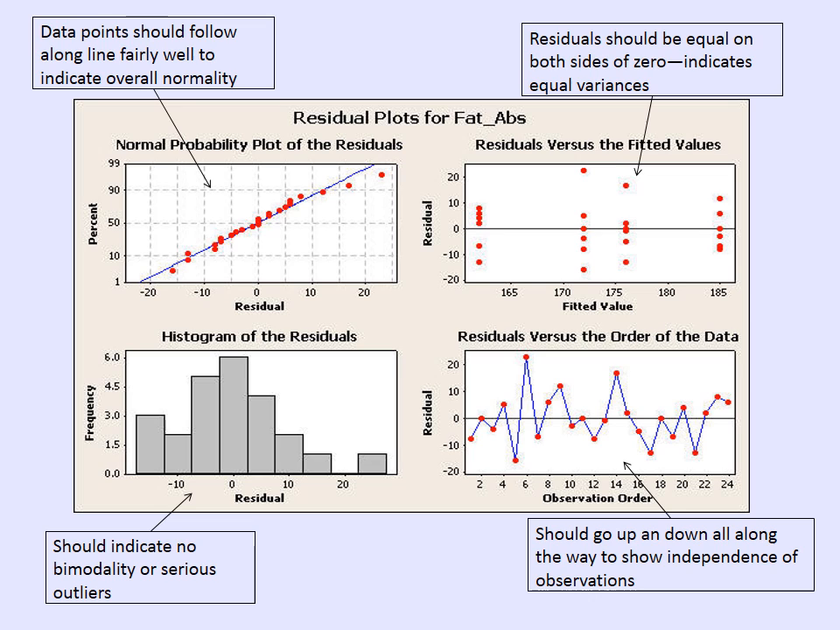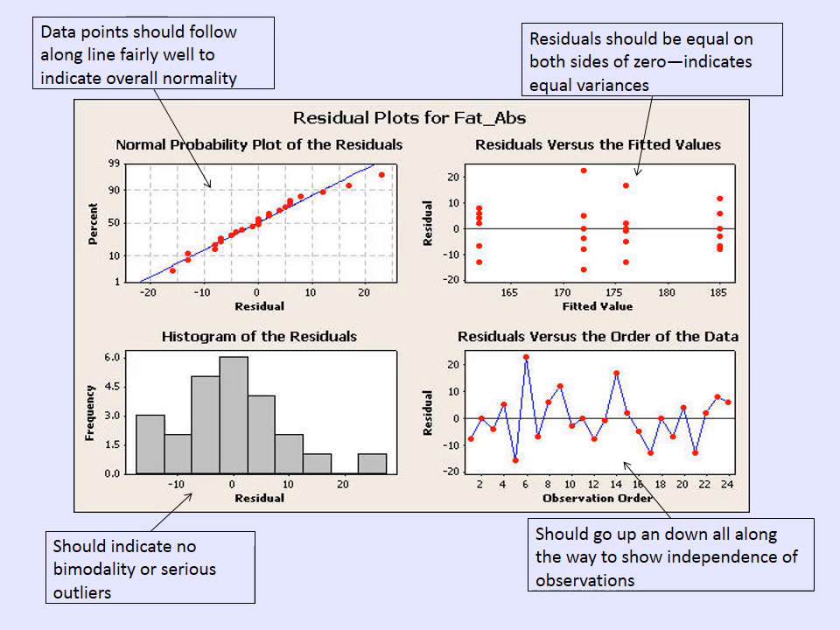So in the first plot, the normal probability plot of the residuals, all those residuals should fall along the line, and that means overall we've got good normality. In the residuals versus the fitted values, we should see all those residuals equally on both sides of 0. That means equal variances. For our histogram of the residuals, we should see basically a bell shape.